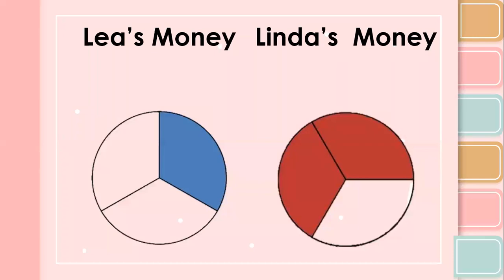This figure represents the amount of money the two girls receive. We can identify easily who receives more money by comparing the shaded parts. Leia's money is one-third, and Linda's money is two-thirds.